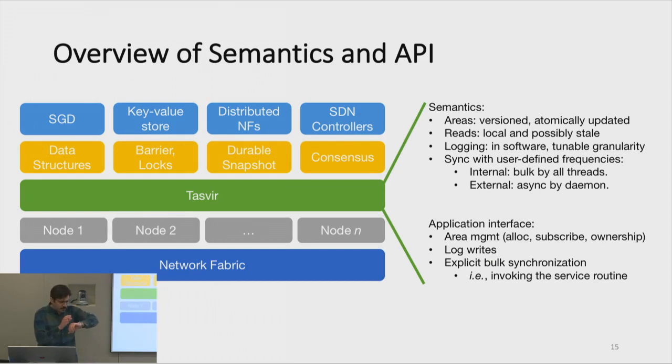So just a quick overview before I get to the applications bit. The semantics of this layer is that we have areas that are versioned, atomically updated. The reads are local and possibly stale. The logging is in software with tunable granularity. And the synchronization has user-defined intervals. Internal one as bulk by all threads, external one as asynchronous by daemon. And the application interface is simply area management, logging, writes, and explicit bulk synchronization.